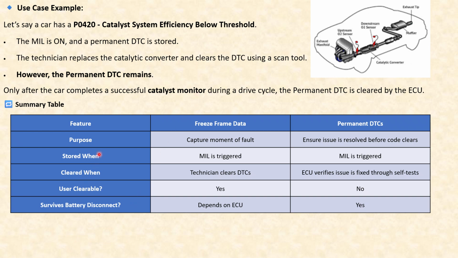All right, so this is a summary table. We have freeze frame data and permanent DTCs. We have the purpose, stored when, cleared when, user clear, survives battery disconnect. So I request all of you to pause the video and, to refresh yourself and recap all the data which I mentioned so far, please go through this table. You will get a clear cut idea.